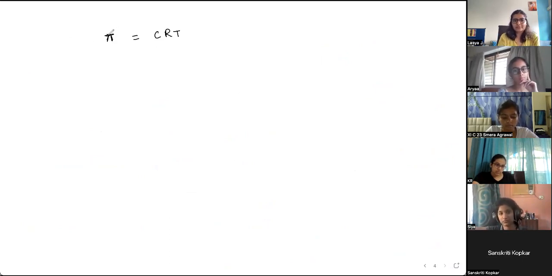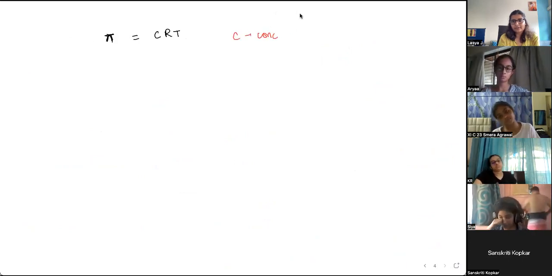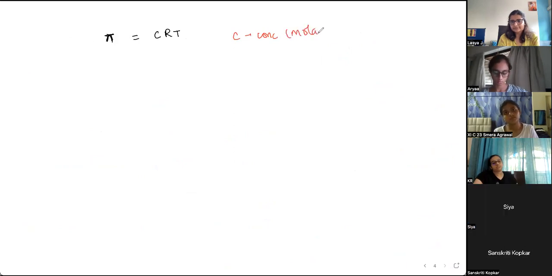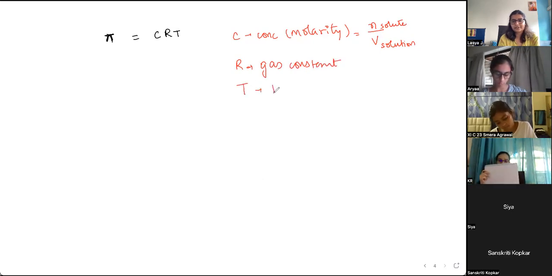So osmotic pressure pi is calculated by CRT, where C is the concentration in molarity, that is the number of moles of the solute divided by the volume of the solution. R is the universal gas constant, same thing. And T is the temperature in Kelvin.